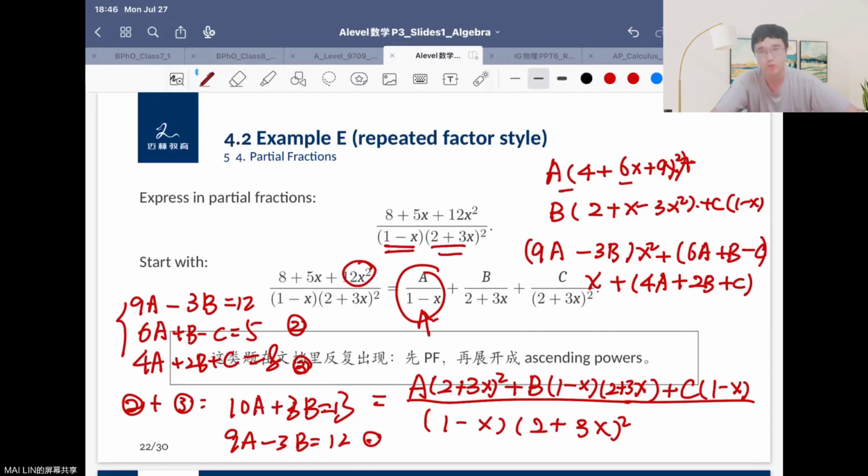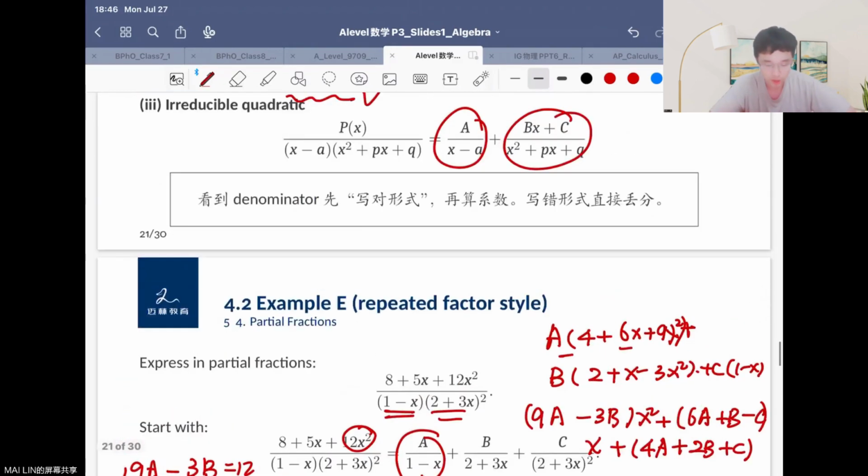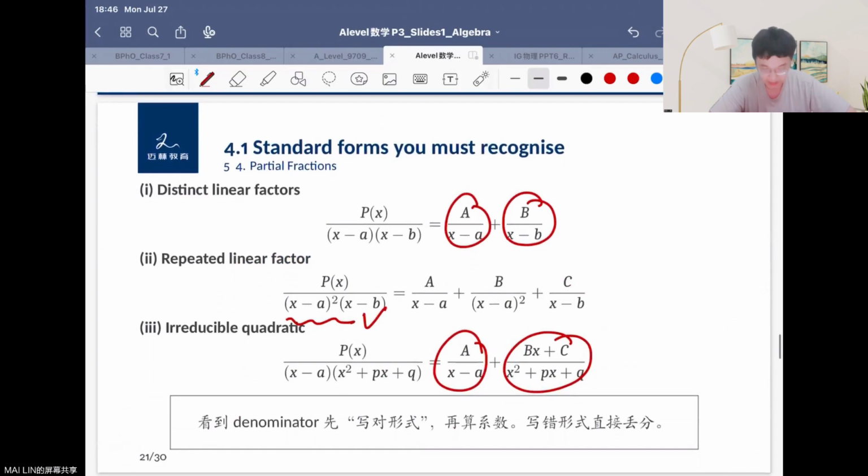Once you meet them, just remember to use the three kinds of situations: distinct linear factors, repeated linear factor, and irreducible quadratic. That will help you to solve all the problems.